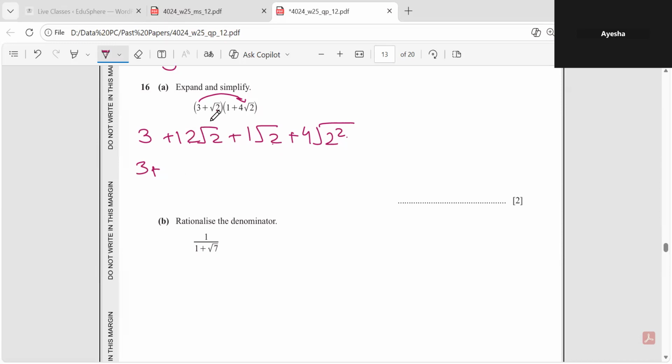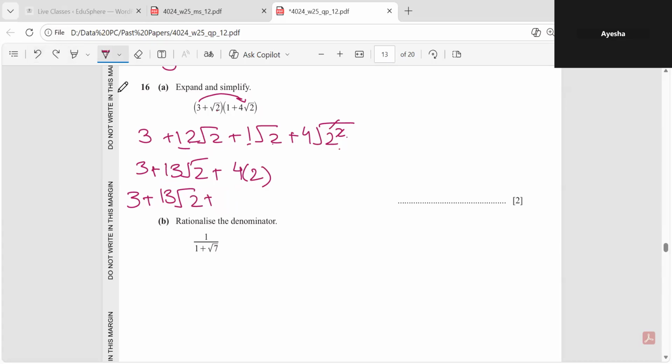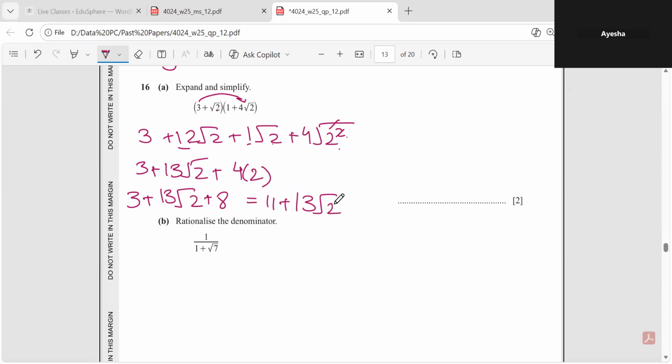Now the 12 square root 2 and 1 square root 2 will be simplified together. So we are going to add this 12 and 1. So 12 plus 1 is 13 square root 2. Then 4 times the 2, because the square and square root are cancelled, so we get 3 plus 13 square root 2 plus 4 2s are 8. So 3 plus 8 is 11 plus 13 square root 2. So the final answer will be 11 plus 13 square root 2.